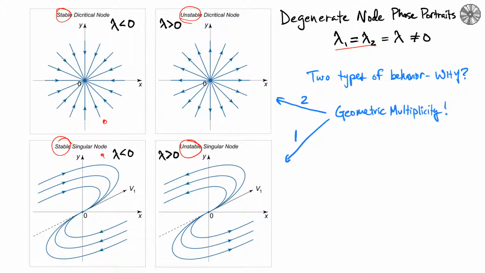And so either you'll get this type of star, either stable or unstable star, or you'll get this type of graph or phase portrait. And so we'll talk about just a little bit about why you might get that.